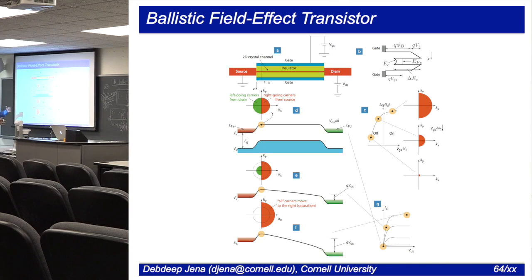And then you go ahead and actually apply a voltage on the drain. So what does that mean? You kind of pull that down. Right? When you pull that down, there are fewer green states going to the left because now the equilibrium function has gone down, just like we had for the 1D conductor.